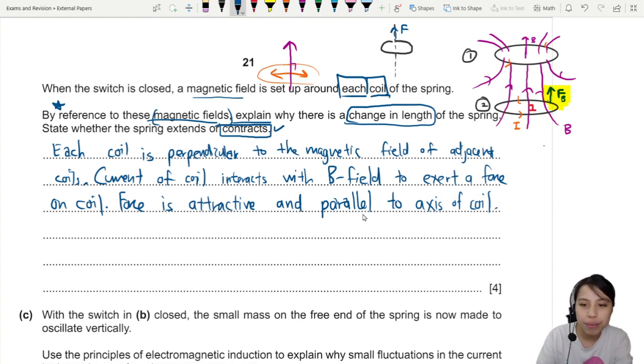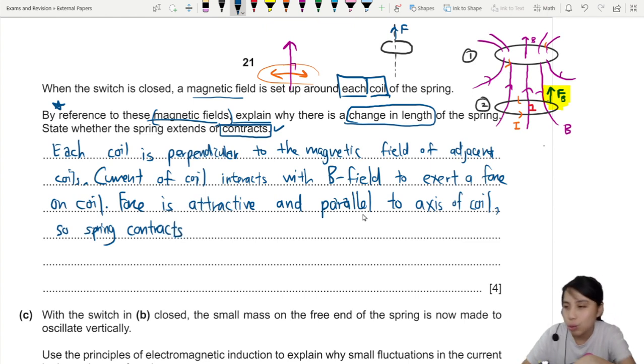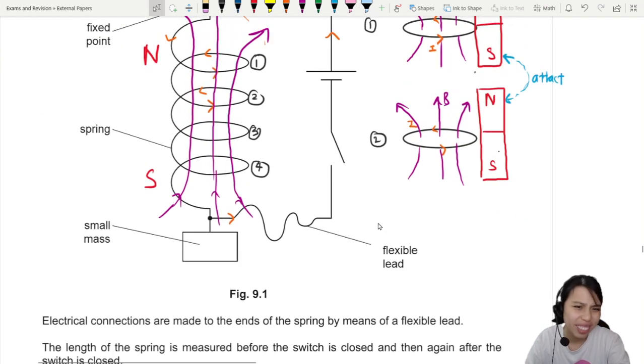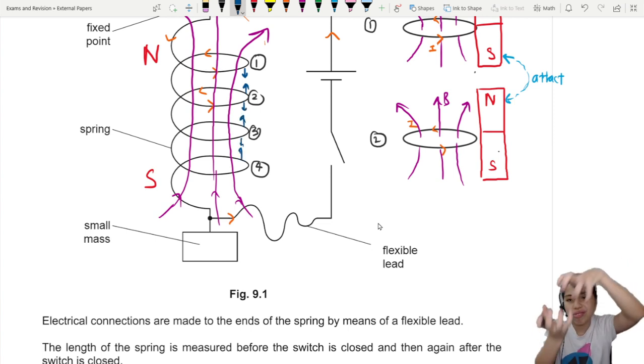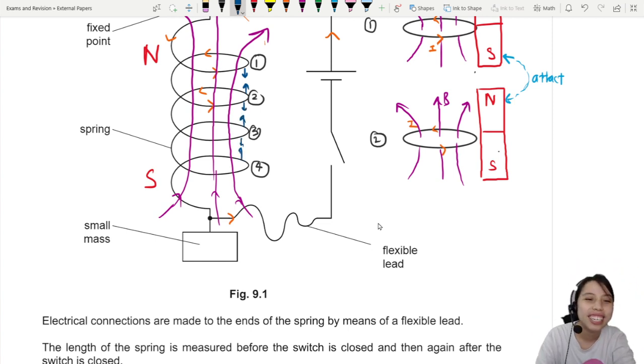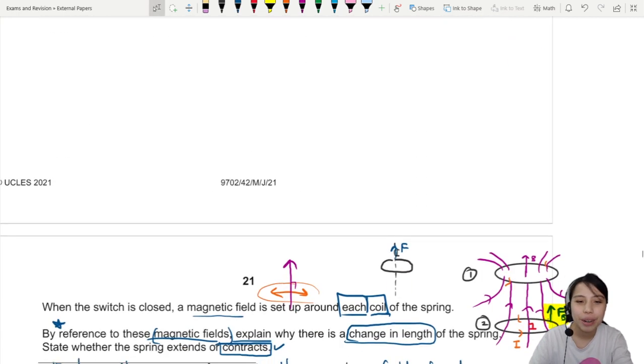So they're attractive. Alright, so the spring contracts. Because all the coils are attracted to all the coils and they all attract each other. If you want to draw that out, it's going to be a lot of arrows. I attract to you, you attract to me. And they all just attract each other and just go compact the whole spring.